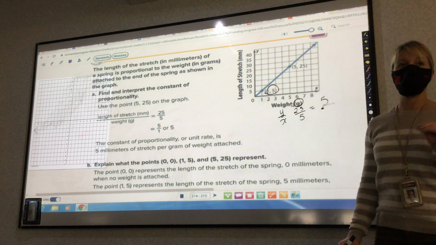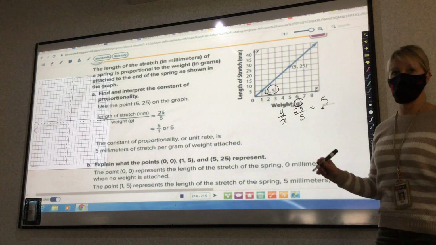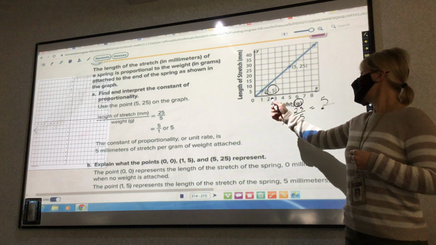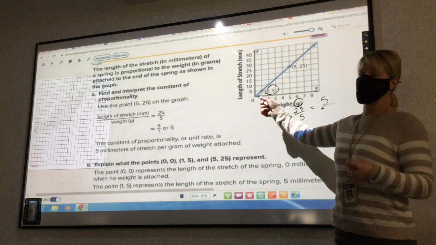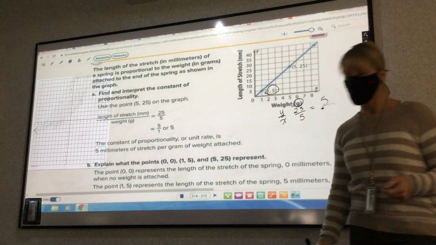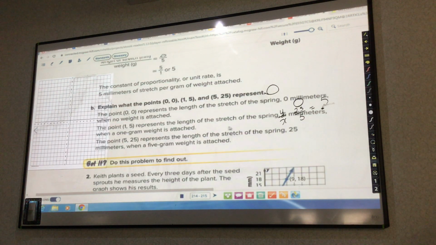Do you guys understand how I would write that? Okay, because I want you to use a constant. So I would say for every gram, it goes 5 millimeters. Okay? But you have to also explain at least 2 points on the line. Well, here they tell us to do 3 points.